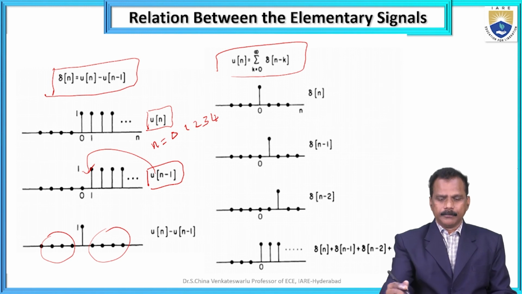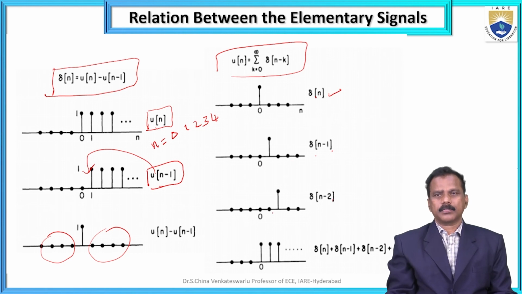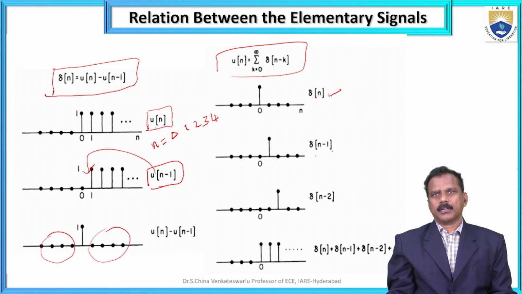Okay, where delta of n, compare this u of n and delta of n, and delta of n minus 1 and u of n minus 1, and delta of n minus 2, and so on. So you can compare that relationship between elementary signals, whether the elements are reflected or not, for both the elementary signals, either unit sample or non-uniform samples.